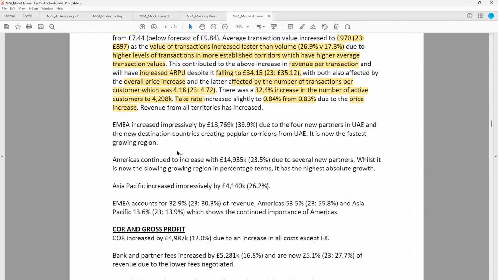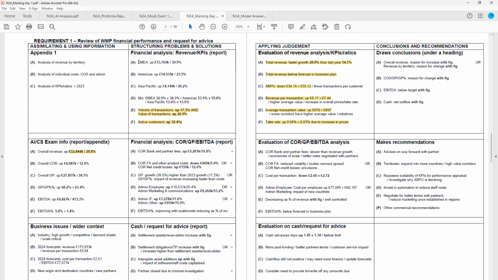And then of course we go through the territories, which is easier really. It's, has it gone up or down with the number, with the reason, and then give some further insight. So EMEA has gone up impressively by this. That's the number. That's nice and easy. A nice easy mark here for getting the number.